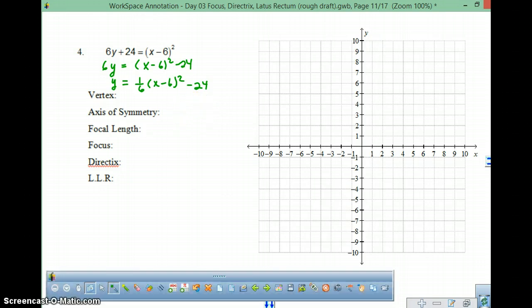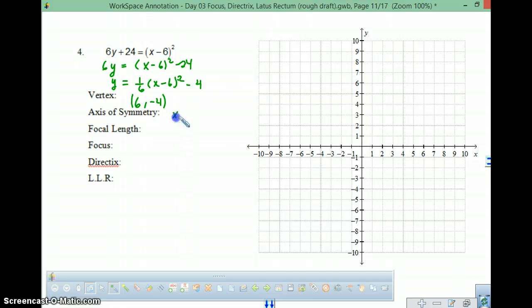All right, what's the vertex going to be? Vertex is going to be 6. Sorry. When you divide both sides by 6, you have to divide the 24 as well. So this should be negative 4. 6, negative 4. All right, the axis of symmetry is going to be x equals 6. Let me go ahead and graph that much. 6, -4. There's my vertex.